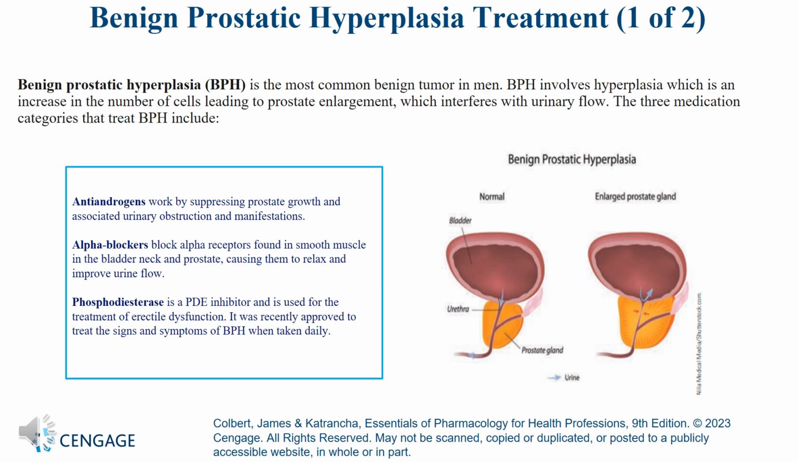The 3 medication categories that help treat the BPH include your anti-androgens, which work by suppressing prostate growth and associated urinary obstruction. Your alpha blockers block alpha receptors found in smooth muscle in the bladder, neck, and prostate, causing them to relax and improve the urine flow. Your phosphodiesterase, or PDE, inhibitor is used for the treatment of erectile dysfunction. It was recently approved to treat the signs and symptoms of BPH when taken daily.